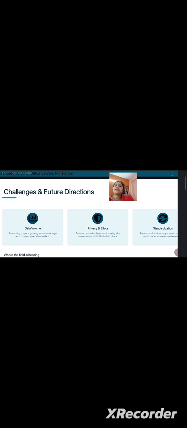Privacy and ethics: genomic data is deeply personal, and sharing it for research must protect individual privacy. Privacy is important if we are sharing our data, so it should not be used for the wrong purposes. That is why privacy matters. Standardization is important. Methods and pipelines vary across labs, making results harder to compare and reproduce. This is the whole concept.